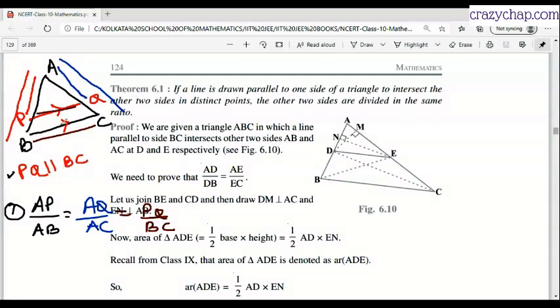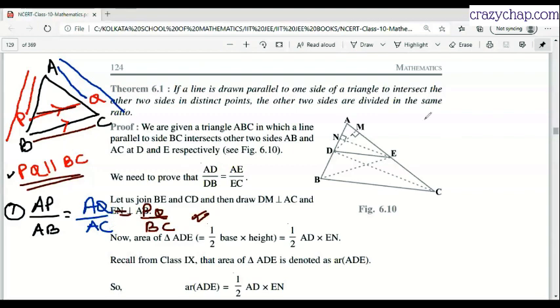Correct. Again repeating, if in any triangle ABC, if you draw a line PQ which is parallel to BC, then we can always say these things. Point number one about the side ratios. We are not saying anything else. We are just taking the three different side ratios of these two triangles. Correct?